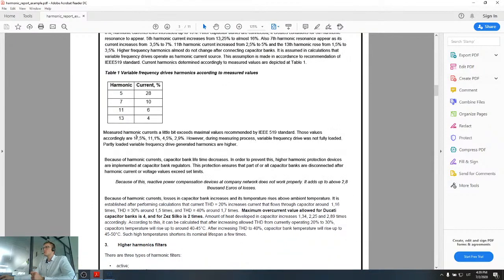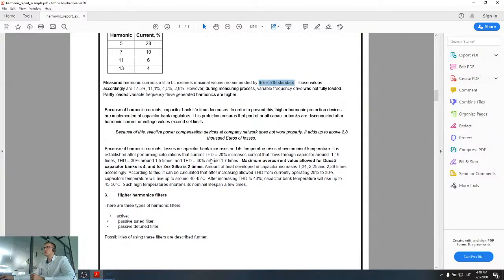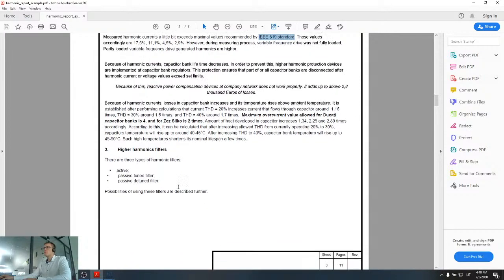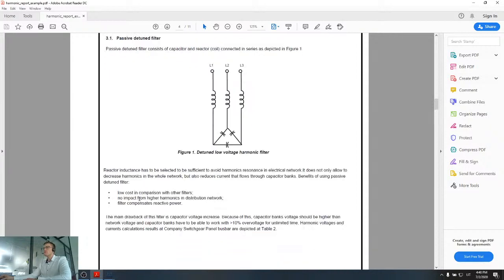Then we compare these harmonic values with existing standards like the IEEE 519 standard, and we inform the client whether those harmonics currently exceed the permissible limits or not, and whether solutions to the harmonic problems should be made. If yes, we explain why, and then we start the other part of the report, the harmonic filter selection. Here we explain the possible types of harmonic filters. As I have mentioned today, these are active filters, passive tuned filters and passive detuned filters.